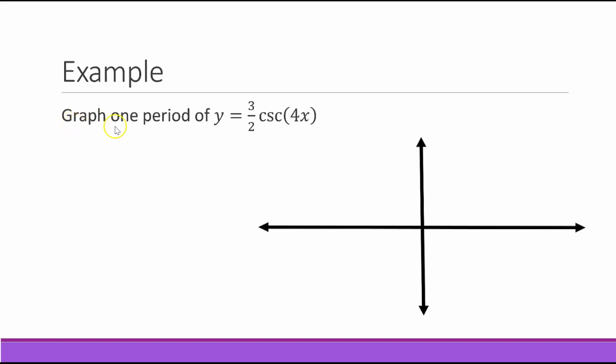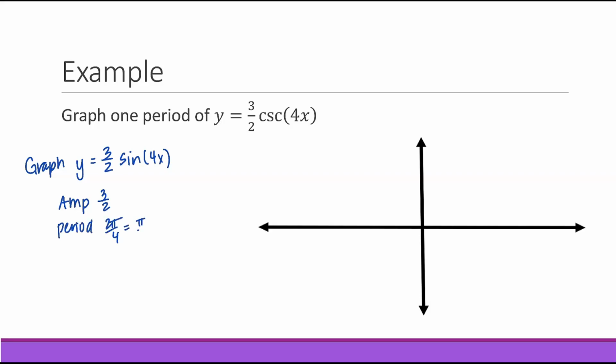Let's look at an example. We're going to graph one period of y equals 3/2 cosecant 4x. So the first step is to go ahead and graph the reciprocal function. So that's y equals 3/2 sine of 4x. We're really going to get practice in graphing our sine and cosine functions here. What we know about the sine function is the amplitude is 3 over 2. We know that the period is 2 pi over 4, which is pi over 2.